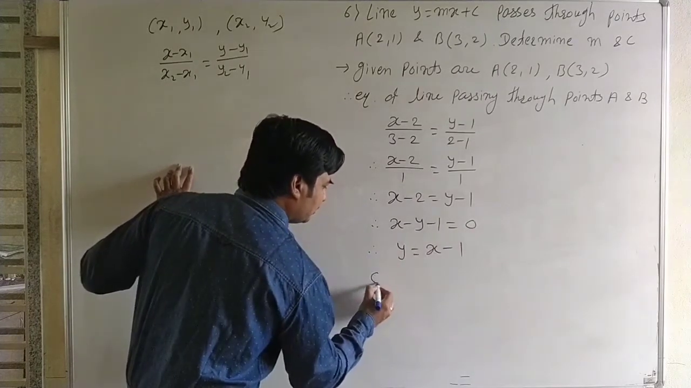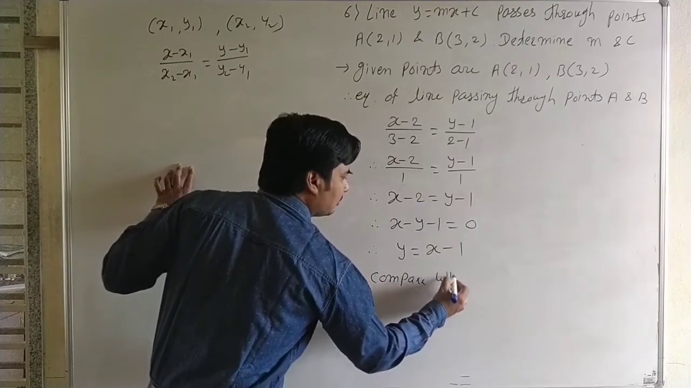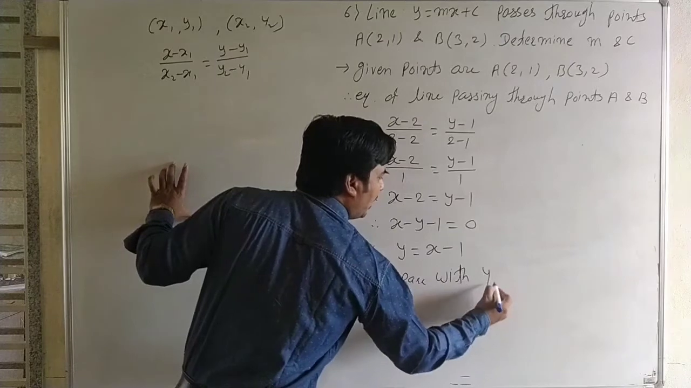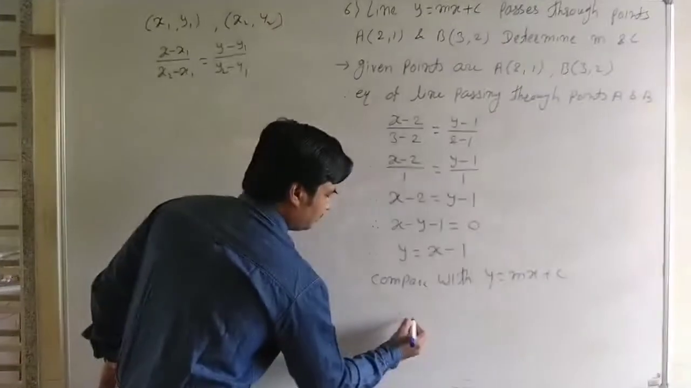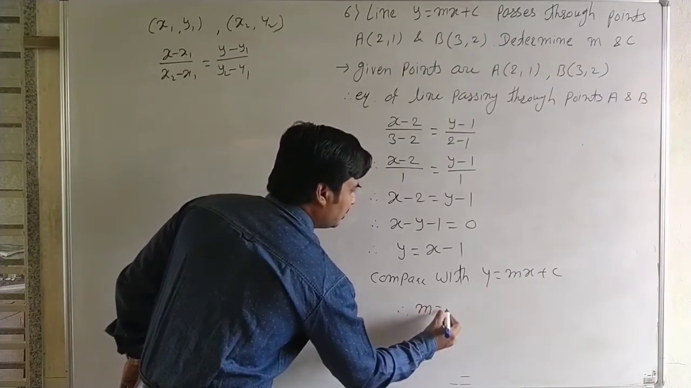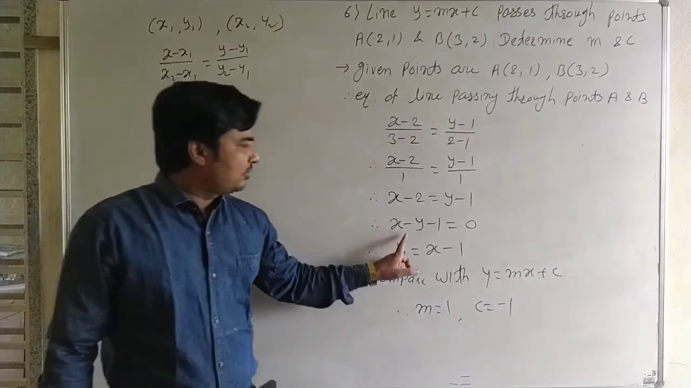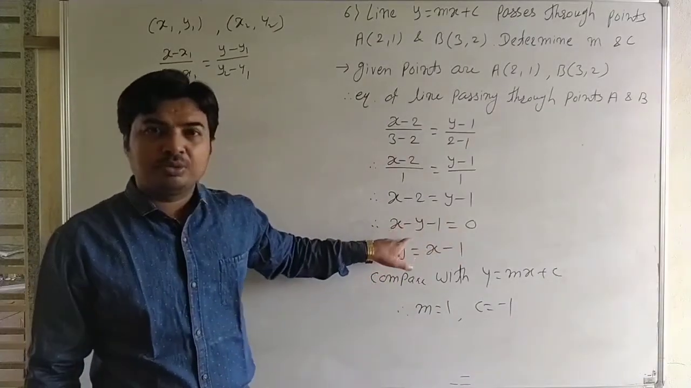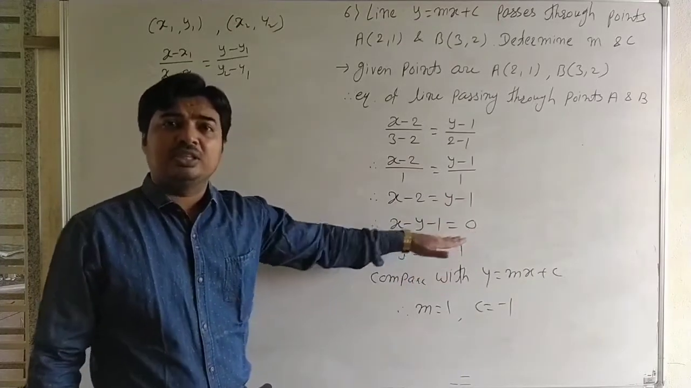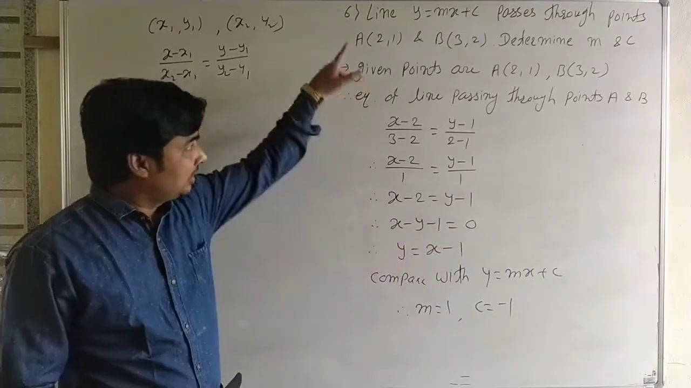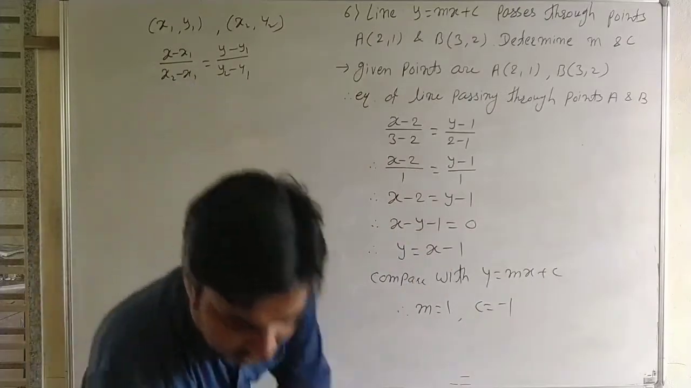Then compare with y is equal to mx plus c, and therefore m is equal to 1 and c is equal to minus 1. It is the equation of line in the general form, that is ax plus by plus c equal to 0, and it is y is equal to mx plus c, the y-intercept form. Okay, it is the answer, the value of m and c. Now we will see the next example.